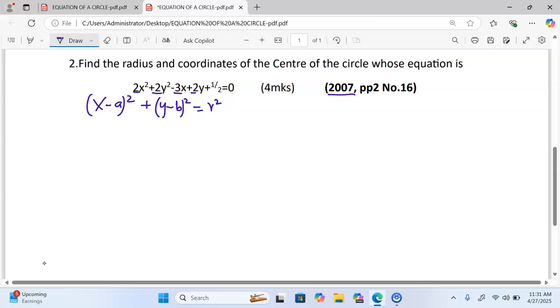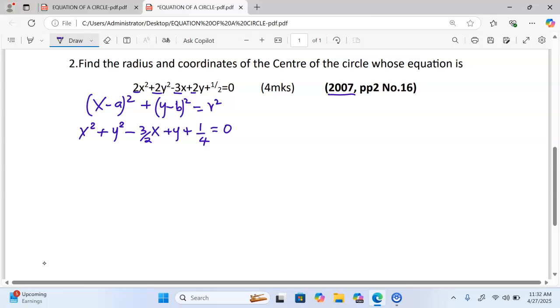2x squared divided by 2, you get x squared, plus 2y squared divided by 2, you get y squared. Then minus 3x divided by 2, you get minus 3 over 2x. 2y divided by 2, you get plus 1y, or simply y, and plus half divided by 2, you get a quarter, being equal to 0 divided by 2, you get 0.